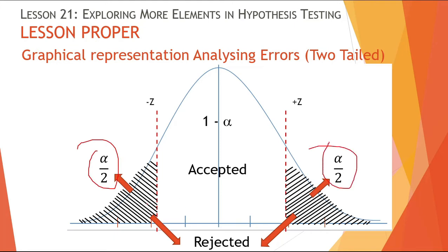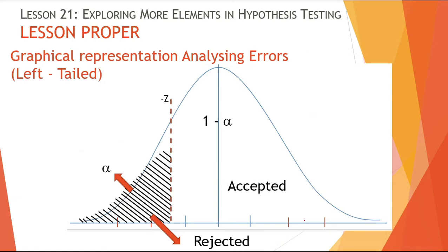Ayan. So dito ito kapag two-tailed. Remember, yung Z natin, negative and positive Z, ito yung ating critical value. Yung accepted region, ito yung walang shade. Yung rejected region, yun yung may shade. Kuha ba? Okay, good.